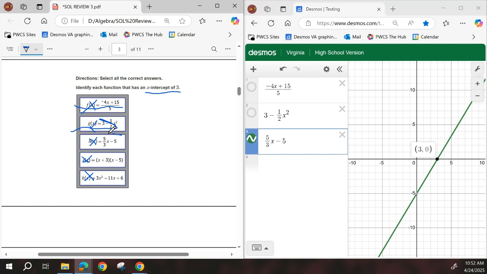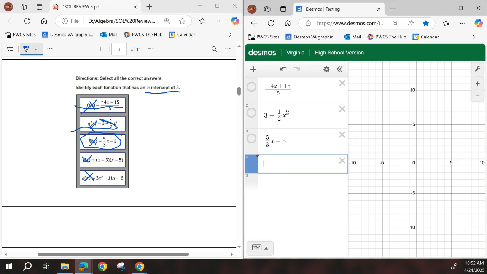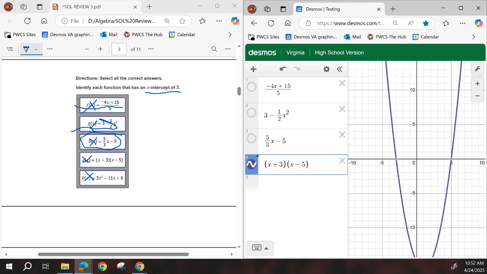So in the test program, we would click this one because it has an x-intercept of 3, and then we'd go look for another one. We should check them all because there is probably more than one and maybe more than 2. So here we have negative 3 and positive 5. We're looking for positive 3, so that's not it. So let's check this last one.